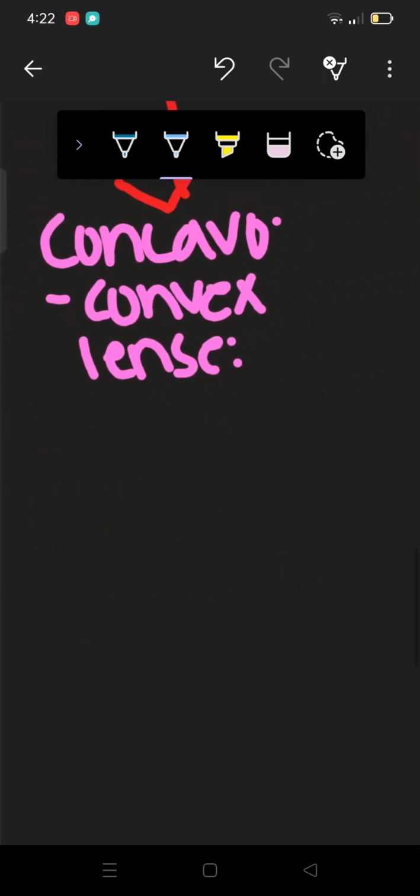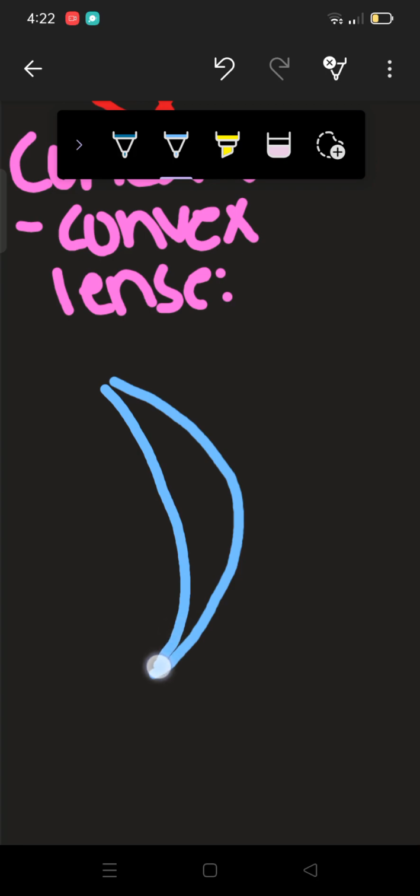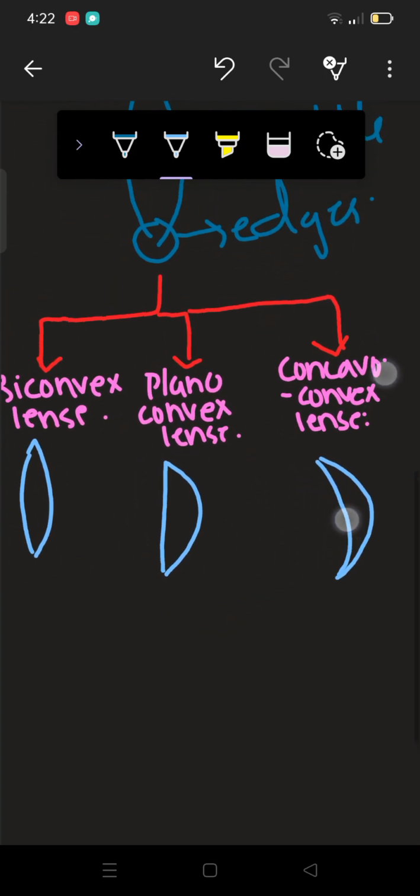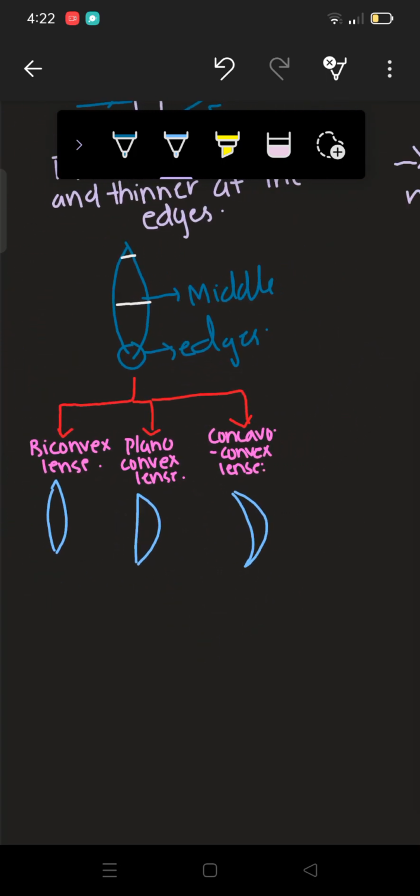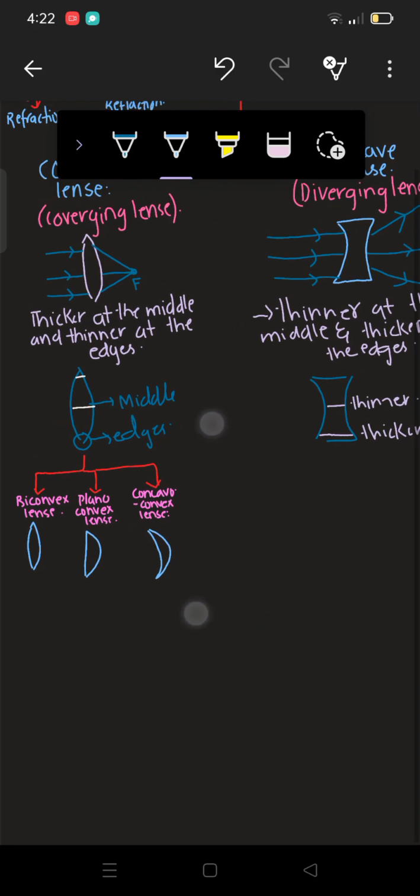While talking about concavo-convex lens, the first side is like convex, going out, and the other side is thin, so it is concave. So it is the combination of two lenses, concave and convex, so that's why it is known as concavo-convex lens. So these are the three types: biconvex lens, plano-convex lens, and concavo-convex lens.